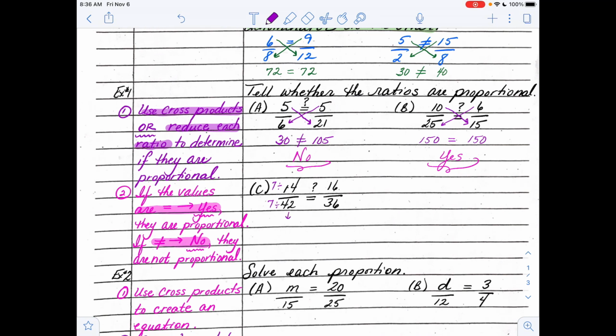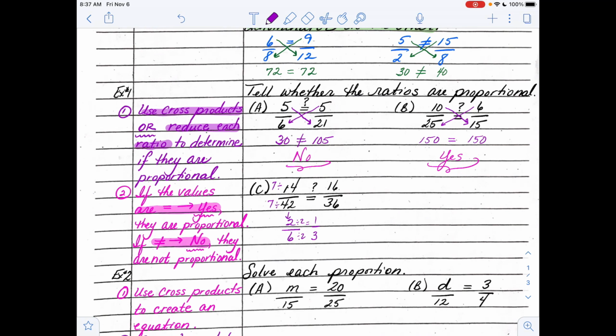14 divided by 7 gives me 2. 7 goes into 42 six times. Can I reduce it any more? I sure can. I can reduce that by 2 again. And when I do, I get 1/3. So my first ratio reduces to 1/3.